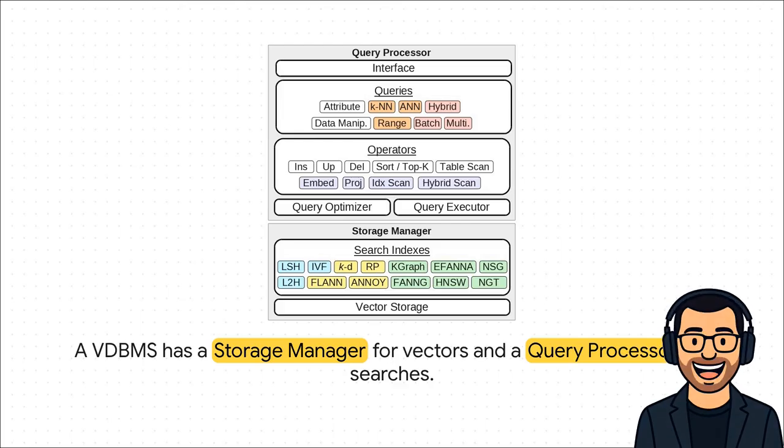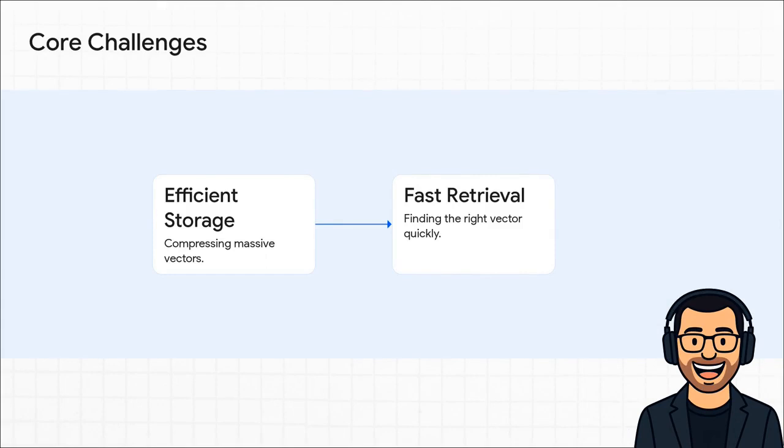Don't worry about all the acronyms. We're going to hit the important parts next. So these two parts have to solve two really big challenges. First, how in the world you store all these huge vectors without needing a data center the size of a small country? And second, once you've stored them, how do you sift through them all in milliseconds instead of hours?